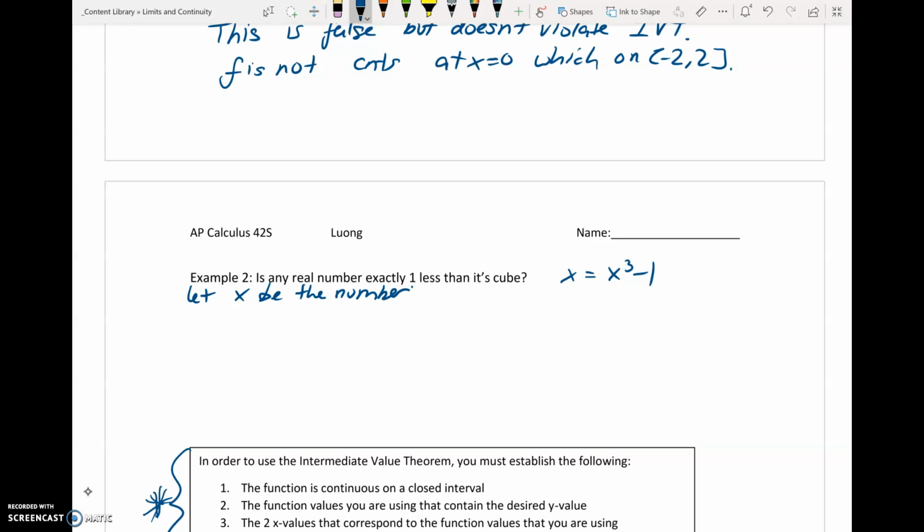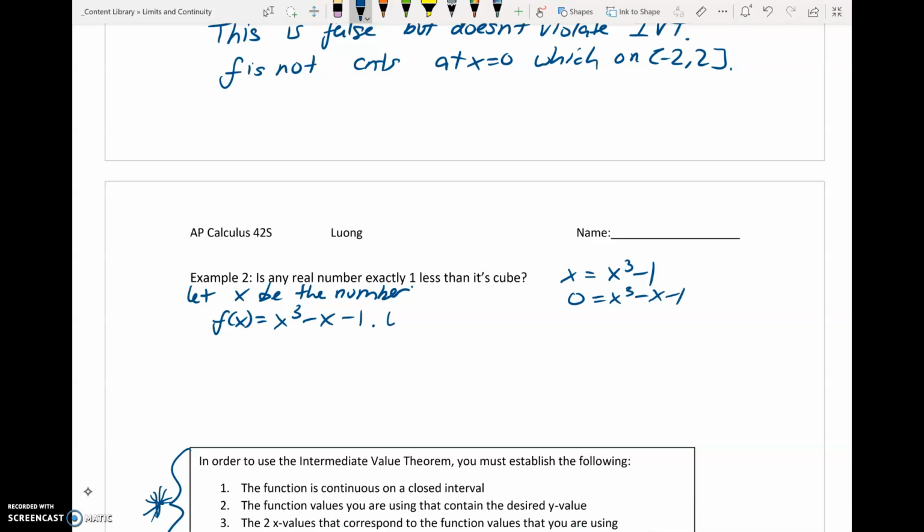And we're also going to let f of x be equal to this, but I have to make this into an actual equation that I can state as a function. So I'm going to move x to the other side. And this is what I'm going to get. So I'm going to state this as my f of x: x cubed minus x minus 1.